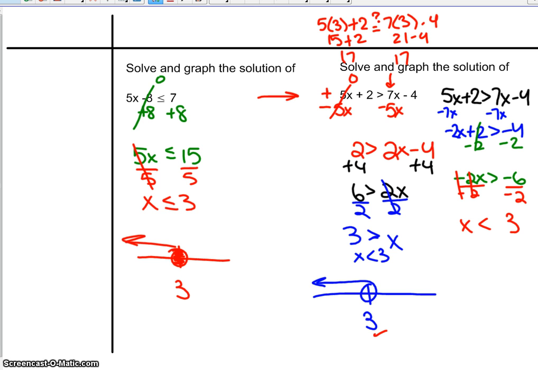Second point I want to check is 0. In this case, 0 should work. 0 is in the solution. We always go back to the original. And here's a nice reason for using 0. That would be gone. That would be gone. Because when I take 5 times 0, it's 0. 7 times 0, it's 0. And so now I can quickly and easily see, is 2 greater than negative 4? Yes.